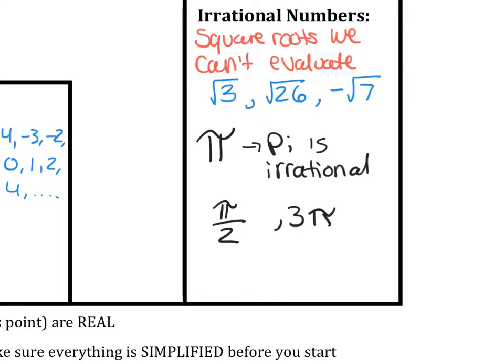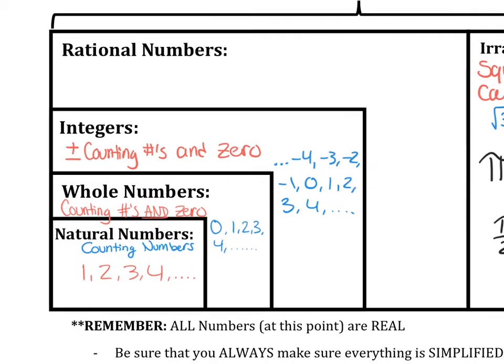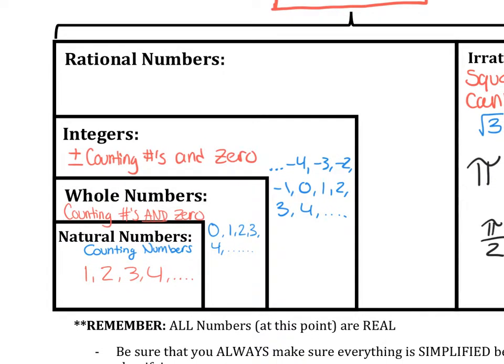So since these are irrational, then the square roots we don't know, and anything with pi, rational numbers is just everything else. So to put it simply, rational numbers is anything that's not irrational. So a number cannot be rational and irrational at the same time. It can either be one or the other.